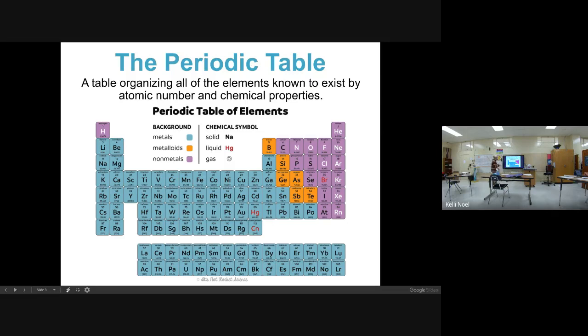Typically on a periodic table, you're going to have some type of key that tells you what's going on. On this one up here, we have a color code, so we know what all these different colors are. We have a key down here that tells us what each thing in the box represents. And here the symbol color tells you if it is solid, liquid, or gas. Synthetic means man-made.